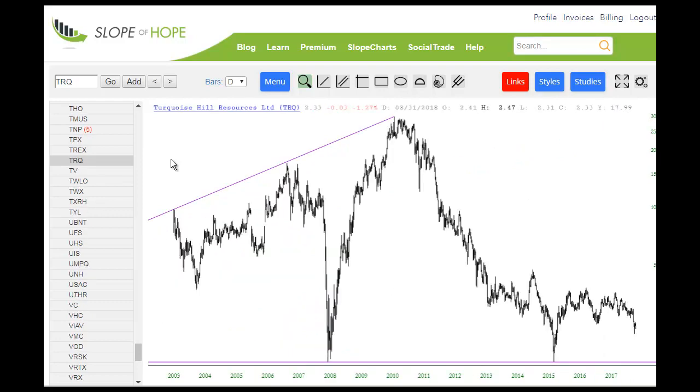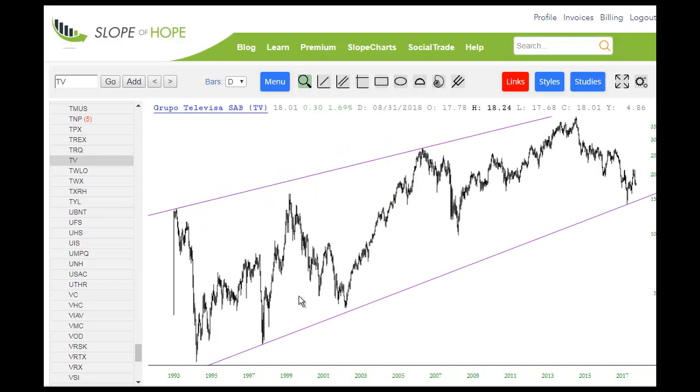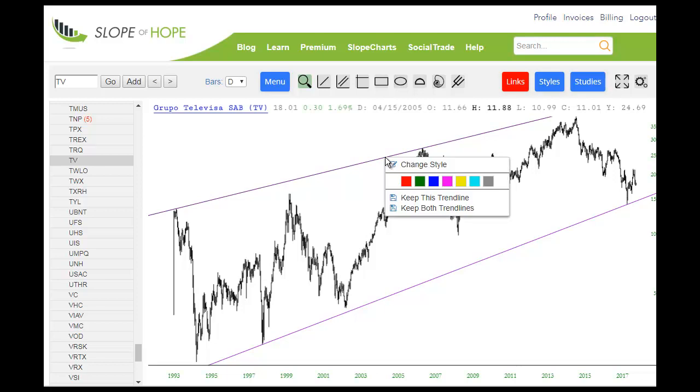Like this, for example, the ascending trend line is rather old. This horizontal isn't particularly helpful. But here's one, Grupo Televisa, which is rather good. And if you find one that you like, what you can do is you can right click on it and you can keep either this trend line, meaning the one I'm pointing at, or both trend lines.